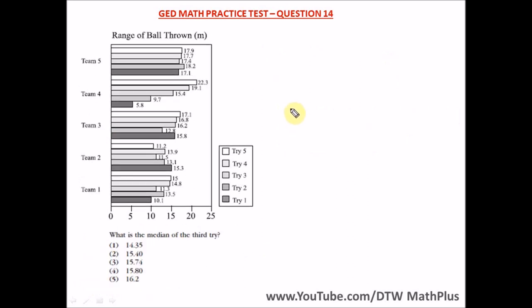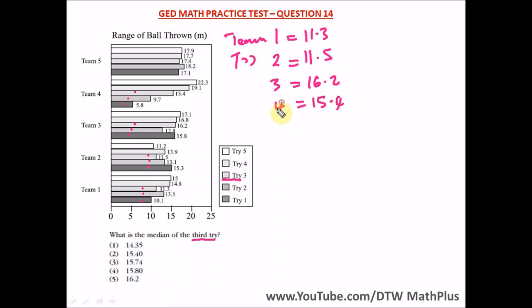Question 14 of the GED math practice test part 1, that's the part with calculator. We're still on this particular chart here. It says, what is the median of the third try? You know the median is the middle number. The median is the middle number in statistics. And it says the third try. So we're looking at this particular try, this shade. So the third try in every team.